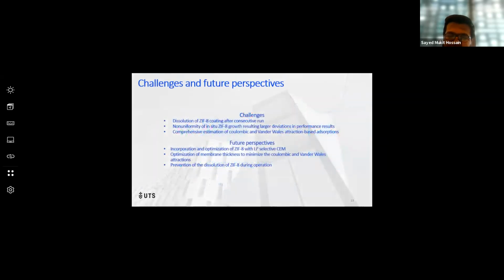So what are the challenges and future perspectives of this work? We have seen dissolution of the G8 coating after consecutive runs, as we used just a GIF coating on the layer. And as we grew G8 on the electrodes, we faced non-uniformity. We need comprehensive estimation of the Coulombic and van der Waals attraction-based absorption if we want to optimize the system. Future perspectives are incorporation and optimization of G8 with a lithium selective cation exchange membrane, optimization of membrane thickness to minimize the Coulombic and van der Waals effect, and prevention of the dissolution of G8 during operation.